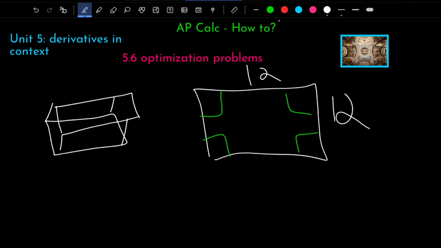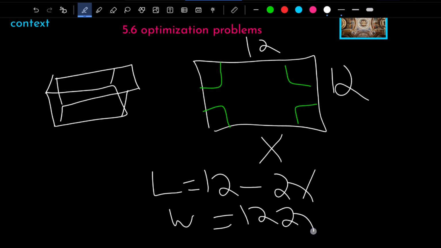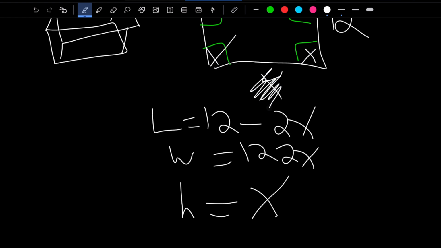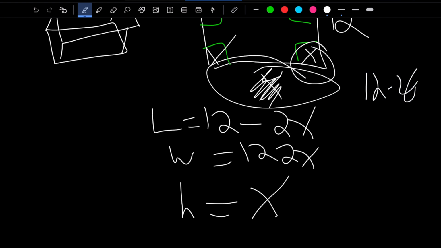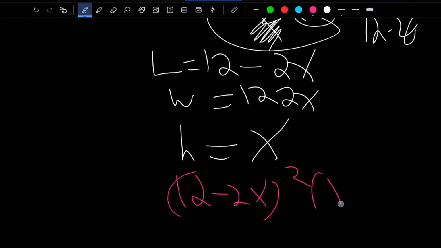Let x equal the side length. So the length is 12 minus 2x. Width is 12 minus 2x. Height equals x, because the side that you cut out, we're labeling x, and you know this is 12, so 12 minus 2x is the length of this side. And then you just put in the volume formula, multiplying them all together. It's 12 minus 2x squared times x.